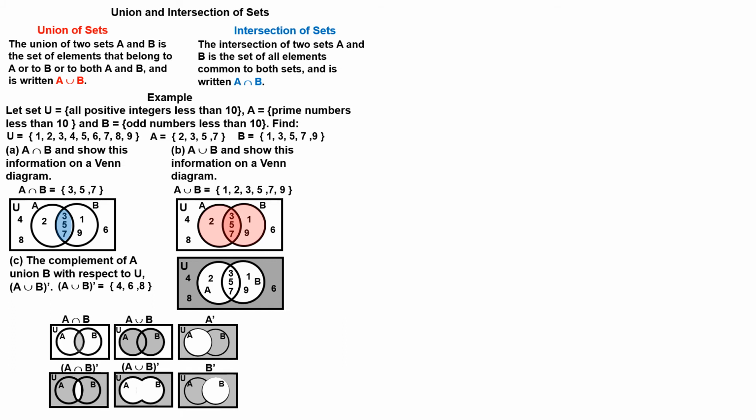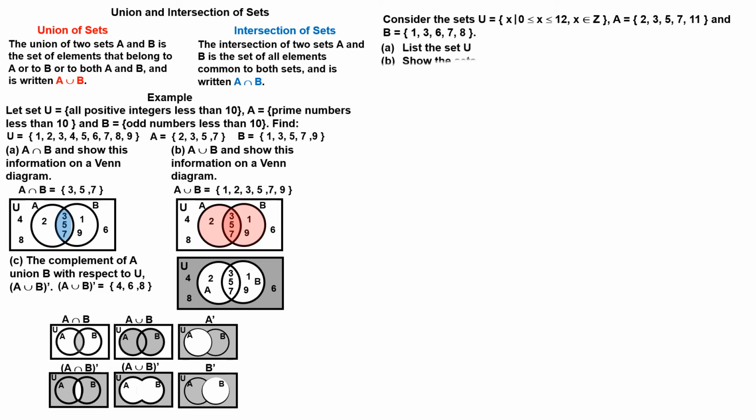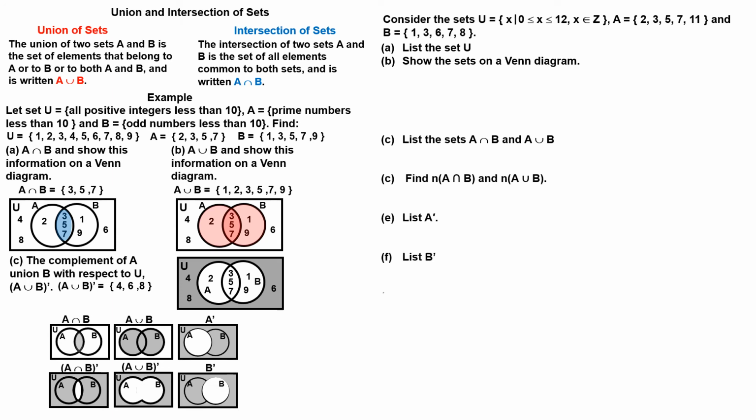Look at the following example. Consider the universal set to be all integers between 0 and 12. The set A is the set of prime numbers from 2 to 11. The set B is the set of numbers 1, 3, 6, 7, and 8. List the universal set.